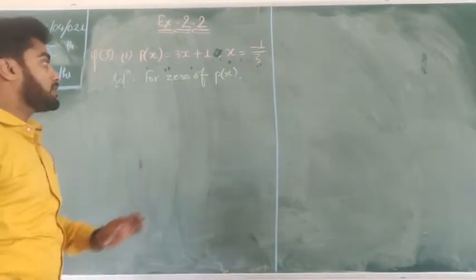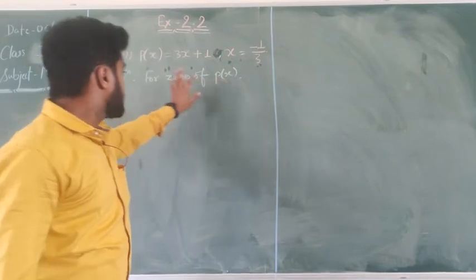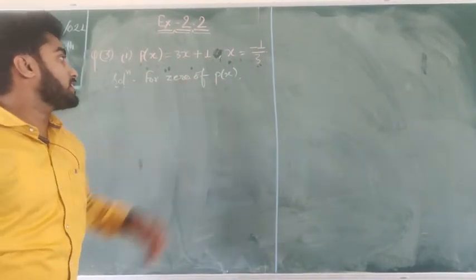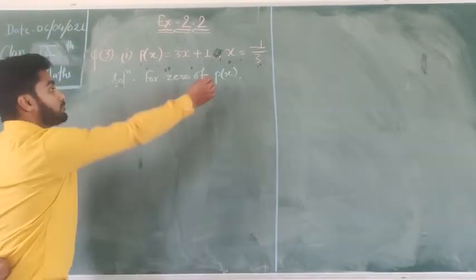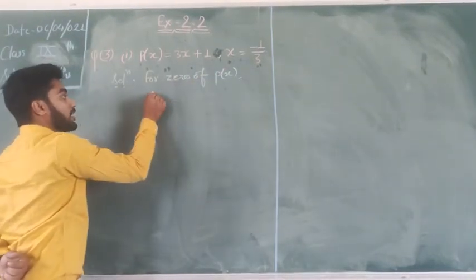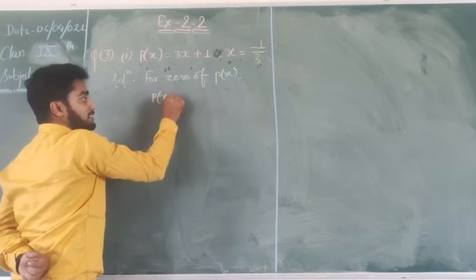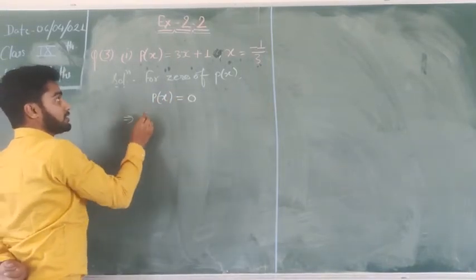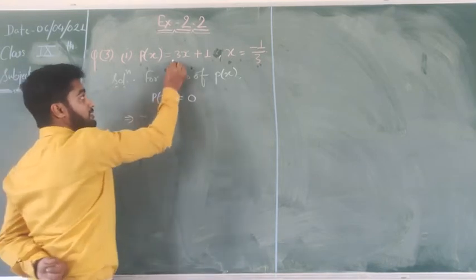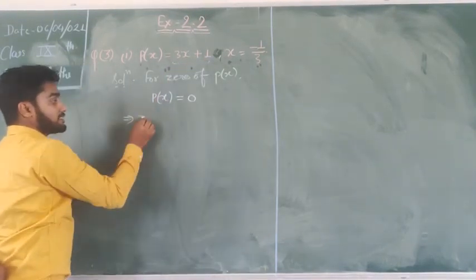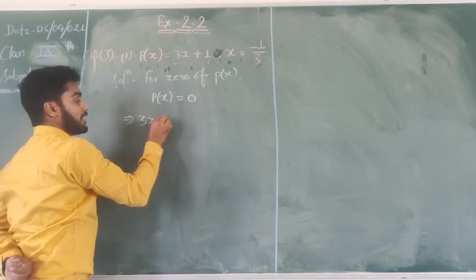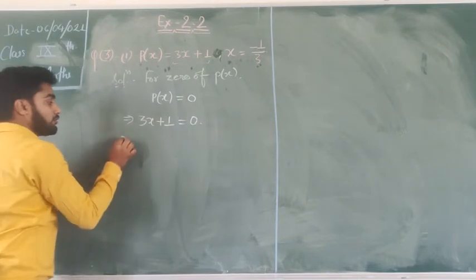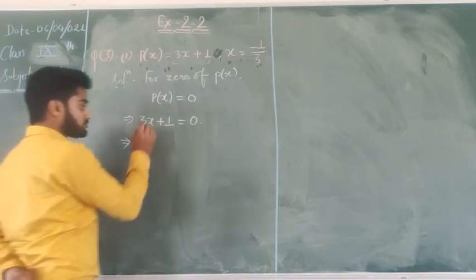For the zeros of polynomial p of x, we have to write p of x is equal to 0. What is the value of p of x? The value of p of x is 3x plus 1, which is equal to 0. Now find the value of x from there.